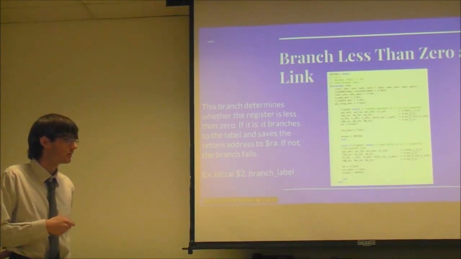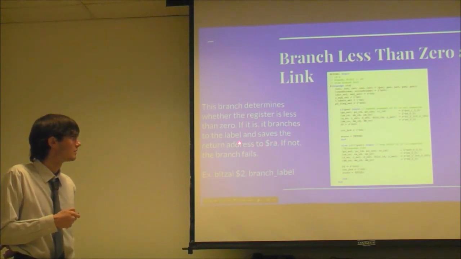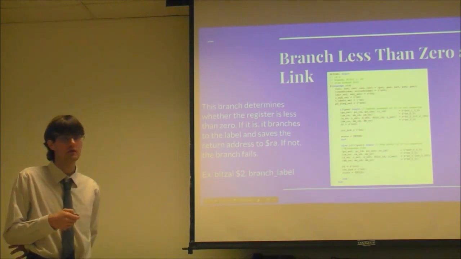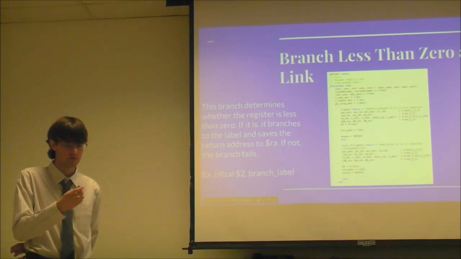Branch less than 0 and link. In this case, it's similar to branch less than 0, except the return address is saved to $RA, which can be used to return from the jump or from the branch using the JR command.